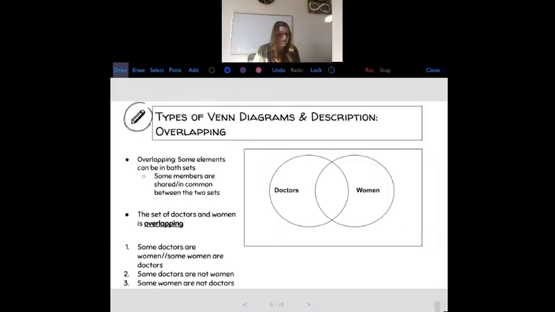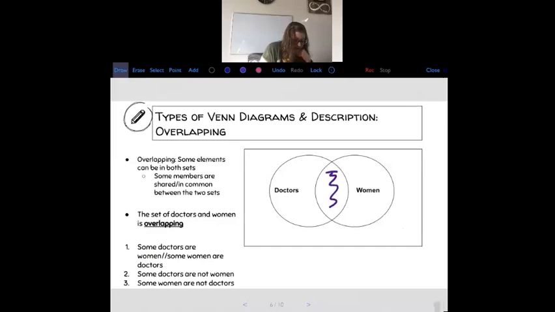The third type is an overlapping Venn diagram. As you can see from the picture to the right, we've got two sets and there is some overlap. What that means is that there are some members that are in both sets, or another way of saying that is some members are shared or in common between the two sets. So what we can say is the set of doctors and women is overlapping, which means that in this overlap, they meet both conditions. So women doctors would be this purple section.